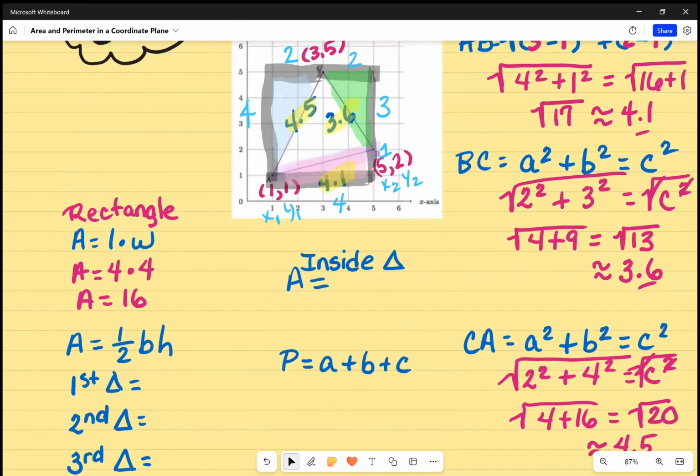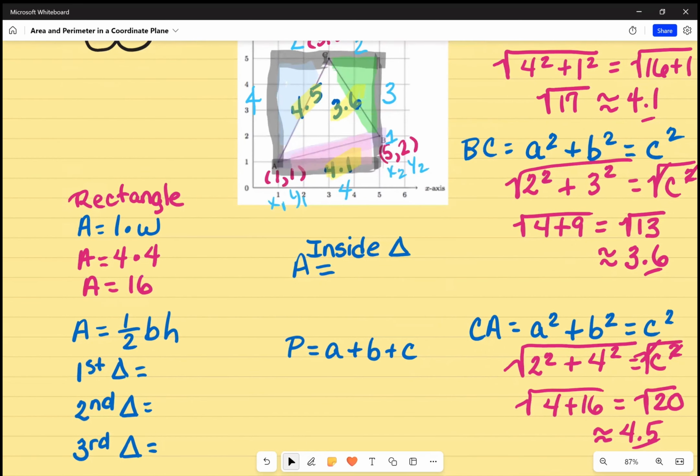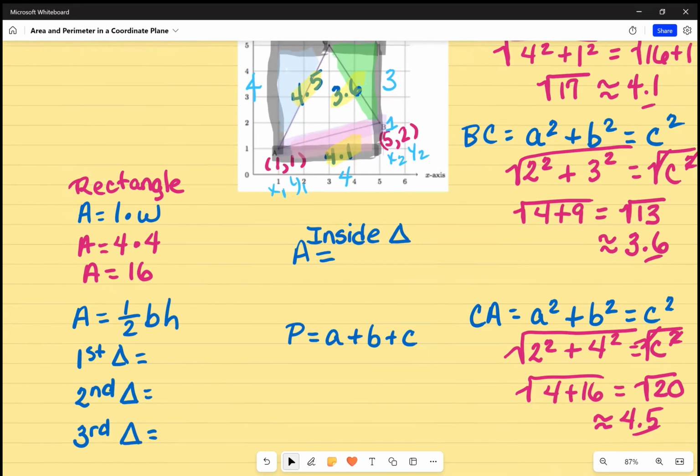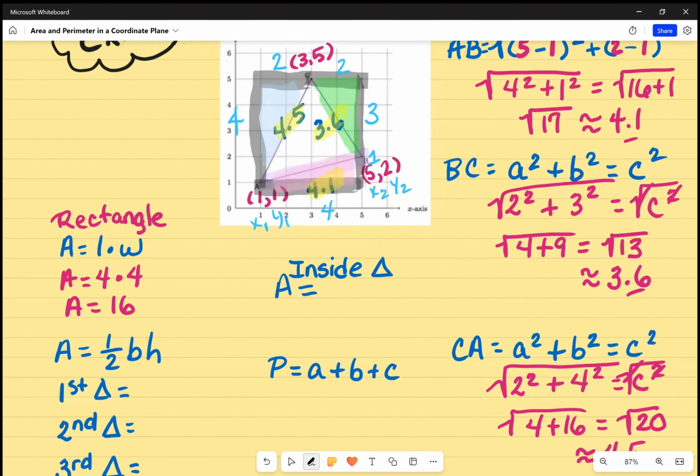Now what I want to do is find the area of the 3 highlighted right triangles. It doesn't matter which one that I substitute first. So I'm going to take the 2 and the 4 and I'm going to put it in the place of the base and the height. And then I'm going to take half of that. That leaves me with 4. And then I'm going to do the same thing for each one of the right triangles.